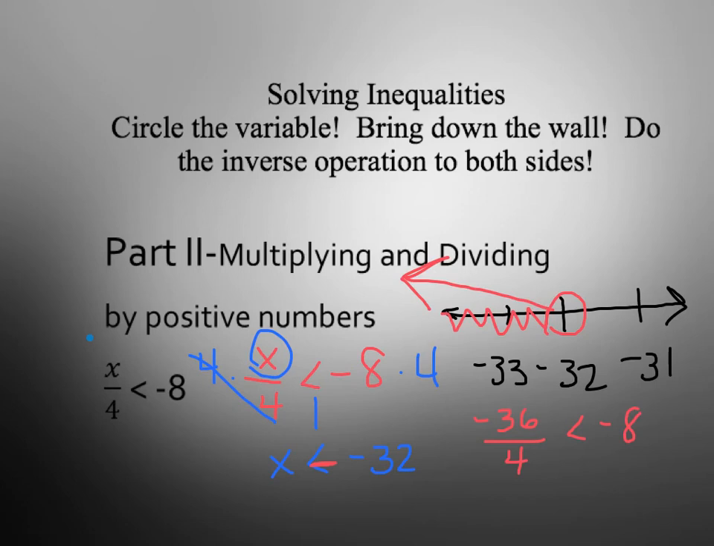All right. A negative divided by a positive is a negative. And 4 goes into 36 9 times. All right, which is less than negative 8. So negative 9 is less than negative 8. So that makes it a true statement. And remember that this does not mean that negative 9 or negative 36 is the only solution. What that means is that any number that is less than negative 32 is a solution.